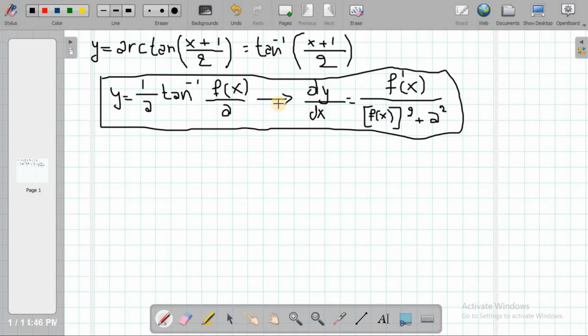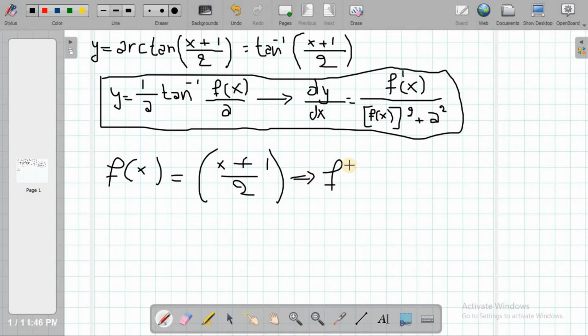So now what will happen? We must find f prime of x. If we say f(x) is equal to x plus 1 over 2, what will be f prime? We must find the derivative of f(x). If you check here, this f(x) is a fraction. We have a fraction bar, which means it is a fraction derivative, which is u over v.